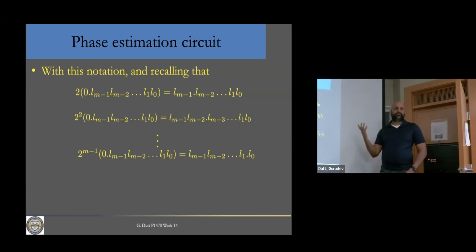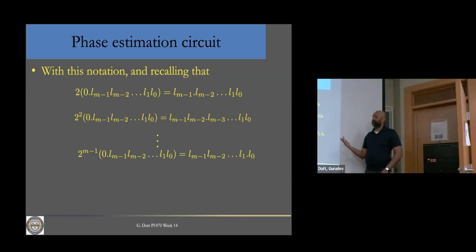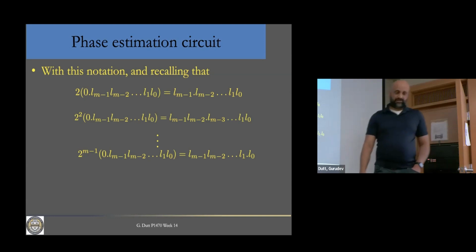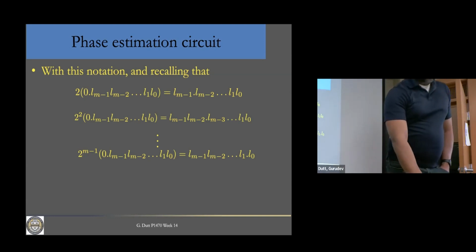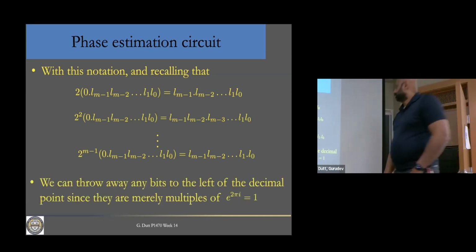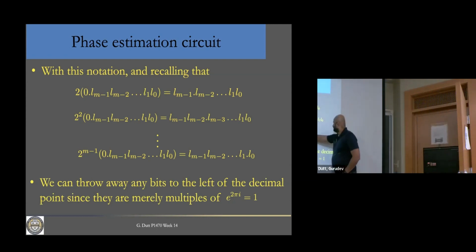Right, if I told you take 3.1415 and multiply by 10, that becomes 31.415. And then if I multiply by 100, it's 314.15, etc. So that's what this is, except written in binary notation. And we can throw away all of the bits that are to the left of this.